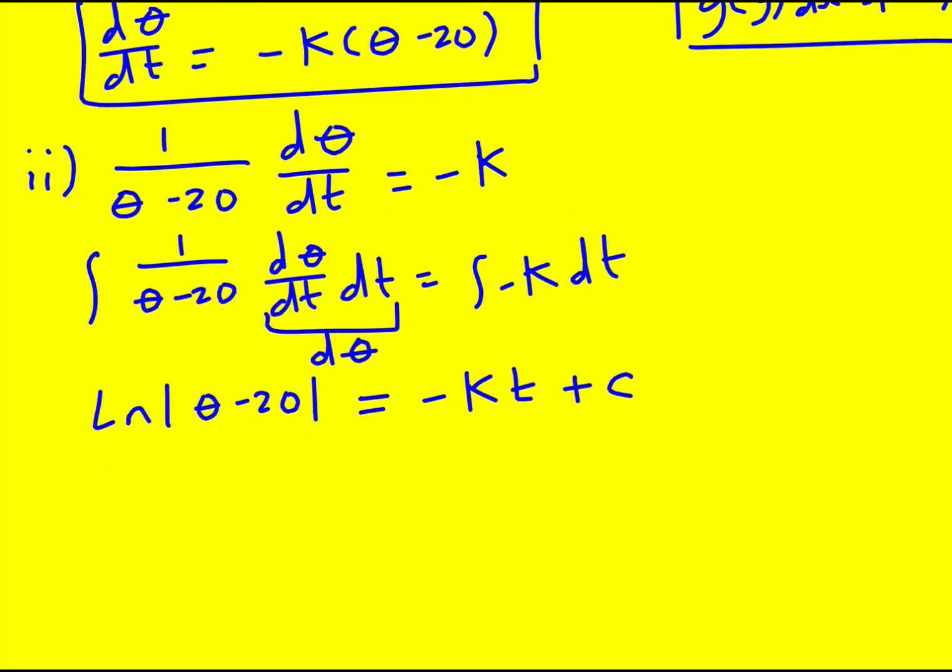Right, that means I can get rid of the log straight away. I think rather than try and work out c and k from here, I'm gonna rearrange it first. It's up to you, but remember we're trying to get theta in terms of k and c, so it just makes a bit more sense. This is going to become e to the minus kt plus c. Notice the constant is now in the power. It's very, very important.